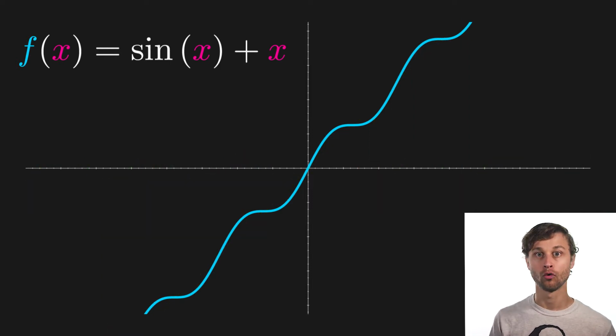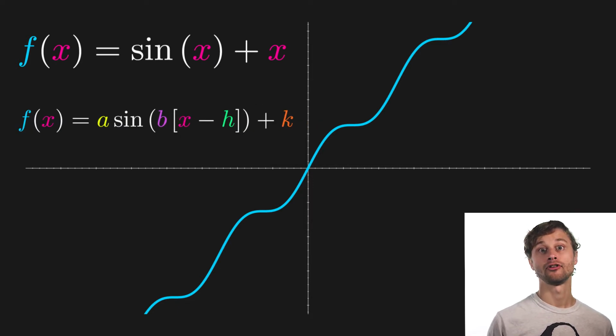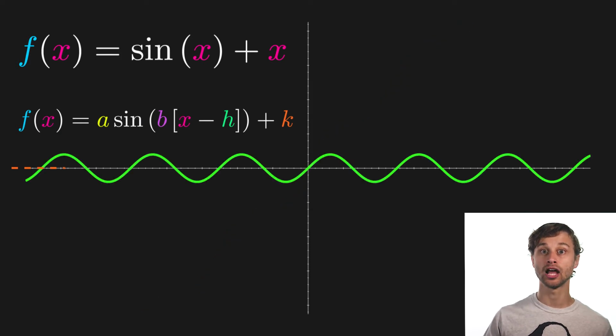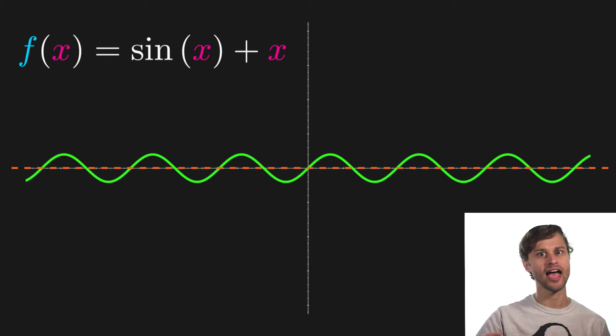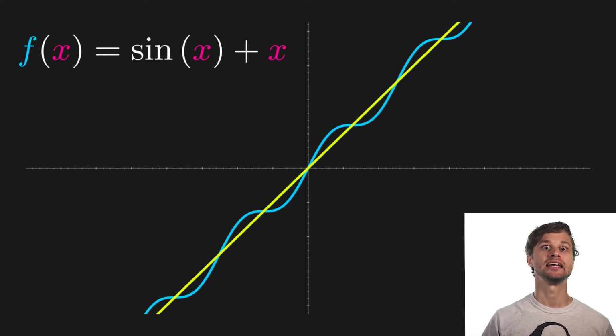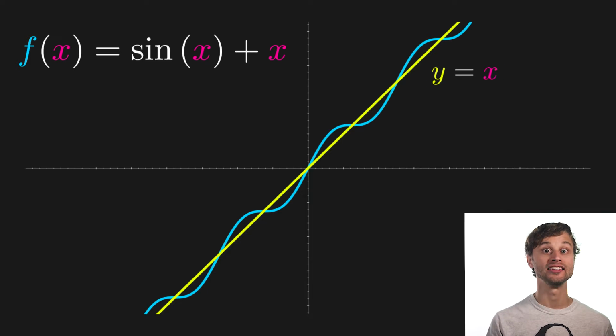Remember that the standard form for the sine function is a sine of b times (x minus h) plus k. And remember that from this formulation, we find that the midline of the sine function is y equal to k. But in this combined function, sine of x plus x, the x function is kind of acting like the midline k, but instead of k being a constant, it's now a changing function, x. And just like the midline of the sine function is y equal to k, now we have a midline y equal to x.